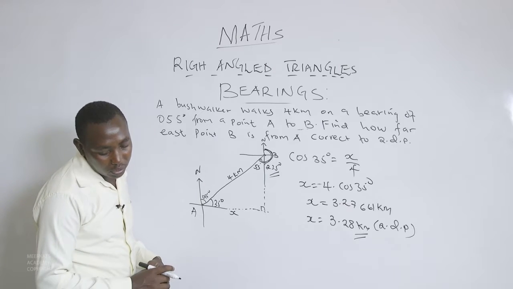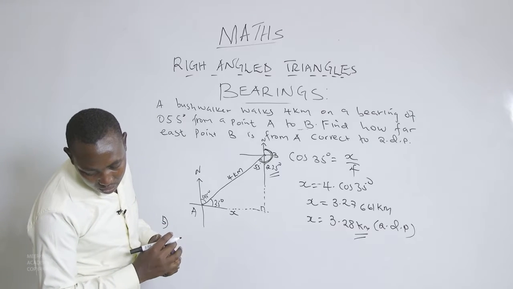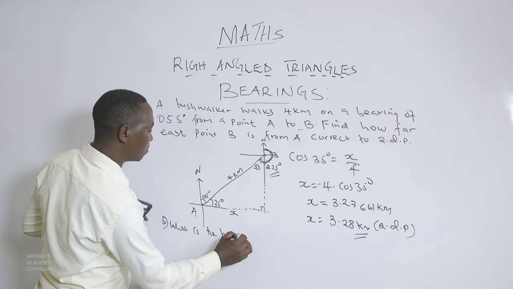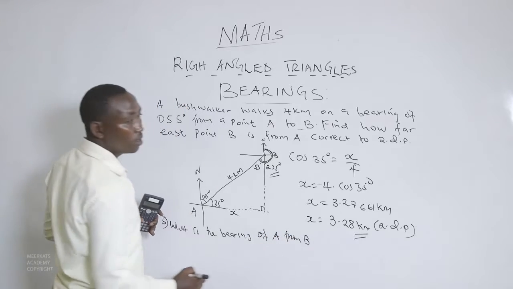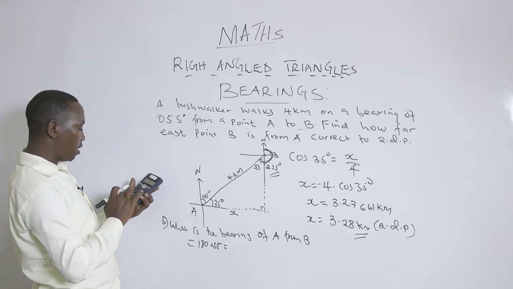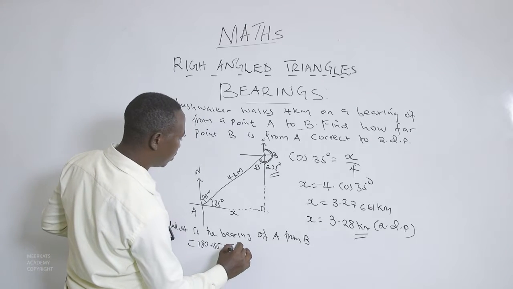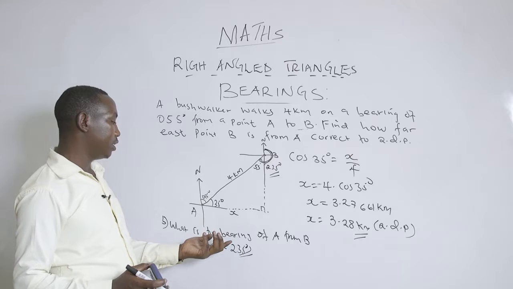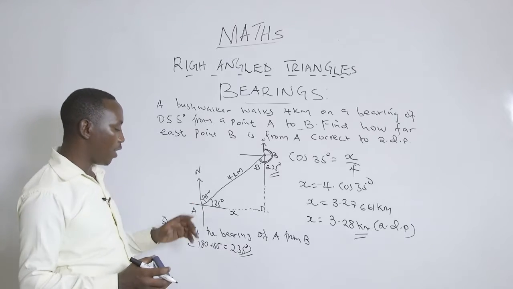In fact, that was our second question. Part B of the question is, what is the bearing of A from B? So we have said you take the whole of that, that will be 180 plus 55, which has given us 235 degrees. So A is 235 degrees from point B, and B is 55 degrees or 055 degrees from point A.